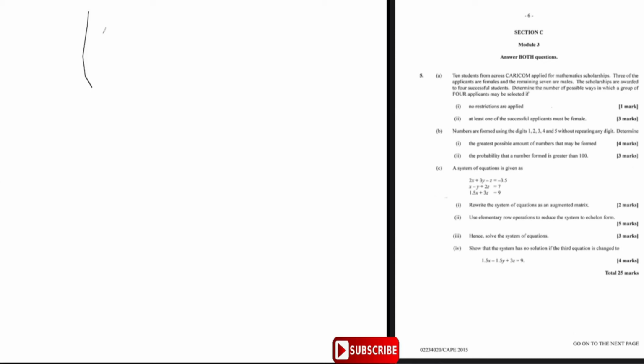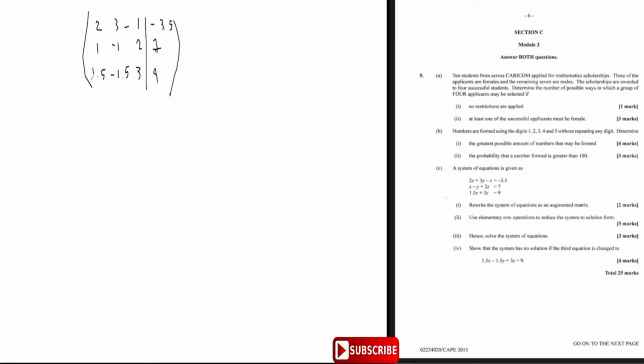So then the whole matrix would just become 2, 3, minus 1, 1, minus 1, 2, 1.5, minus 1.5, 3, augmented with minus 3.5, minus 3.5 and 9.